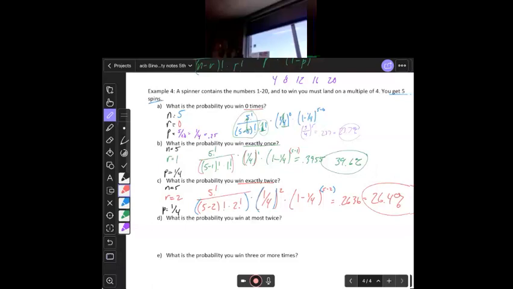So it's kind of interesting to see how the probability changes, like from just 1 win to 2 wins or no wins. But really the point of doing this was to get to the part where you can look at the next problem, part D. Okay?